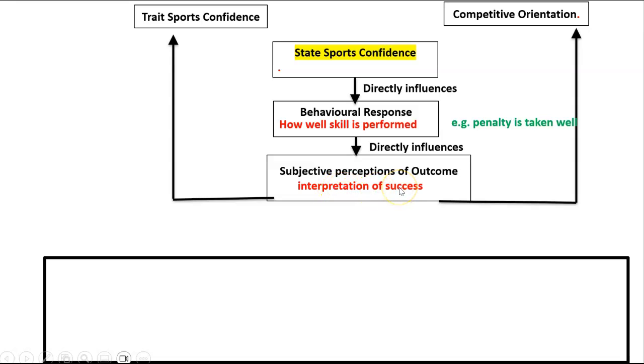Now, in things like penalties, which are relatively objective, well, they are objective because you can see factually what happens, that you're either going to score or miss. So in this case, we're going to have a look at this. For example, you score a penalty.